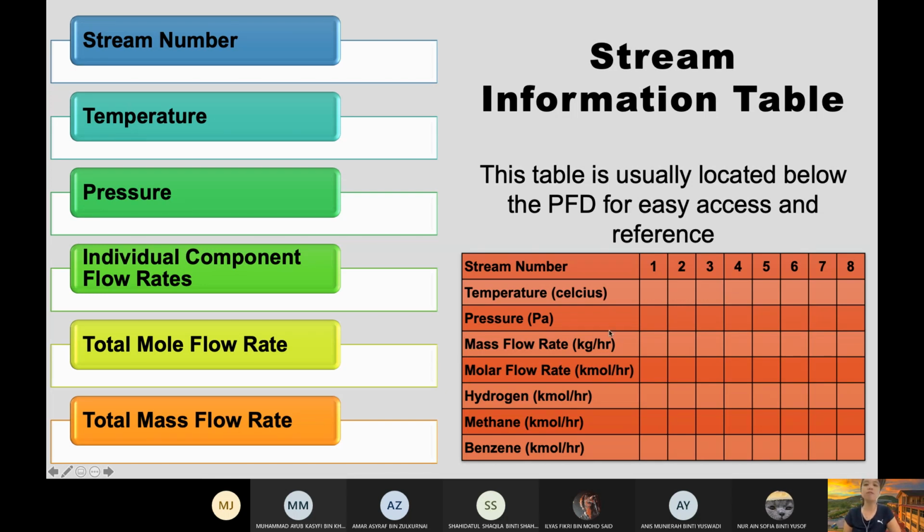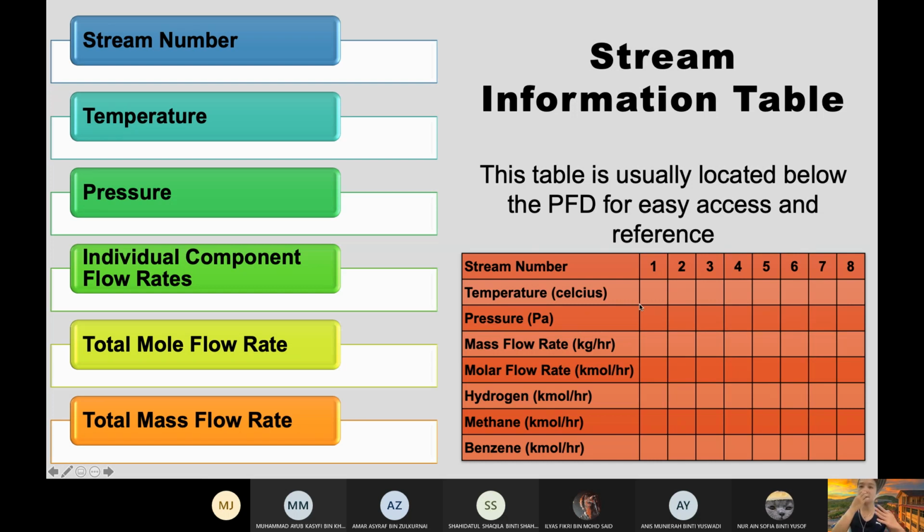Okay. In the stream information table, bawah PFD tu kamu ada satu table tau. Table tu kena ada, first of all the stream number. Means kita kena ada information untuk setiap stream itu. Ataupun imagine, satu stream tu macam satu part line kan. Kita nak tahu condition untuk setiap part line. So you have to label the part line. Okay, next, temperature and pressure. Yang ni kamu tahulah kan, sebab tu kita letak dalam PFD. And the stream information table, you must have temperature and pressure.